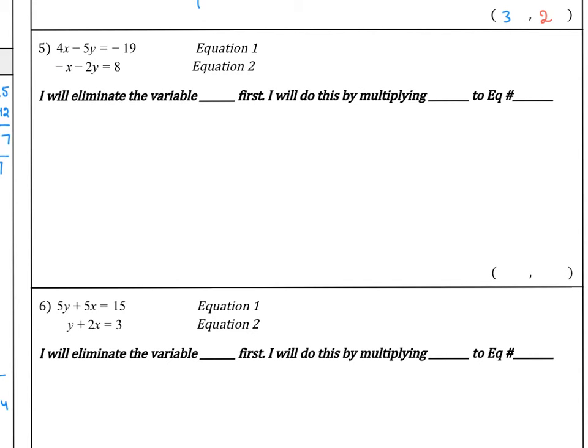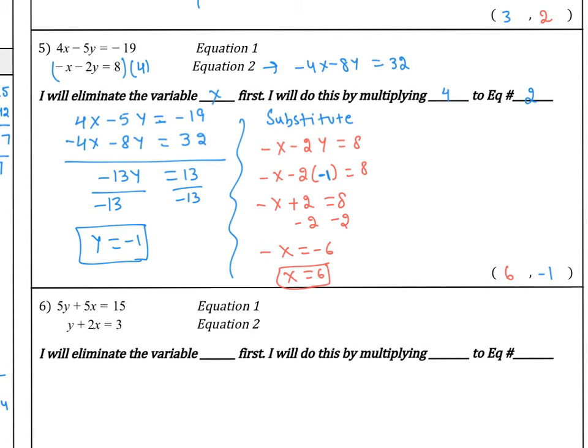So to do that, I'm going to multiply the bottom equation by 4, just 4, and get the equation here as negative 4x minus 8y equals 32. So in this equation, we are going to eliminate the variable x, and to do that, I'm going to multiply equation number 2 by 4. I'm going to rewrite the first equation as it is, and for my second equation, I'm going to write the one that I multiplied by 4, so negative 4x minus 8y equals 32.